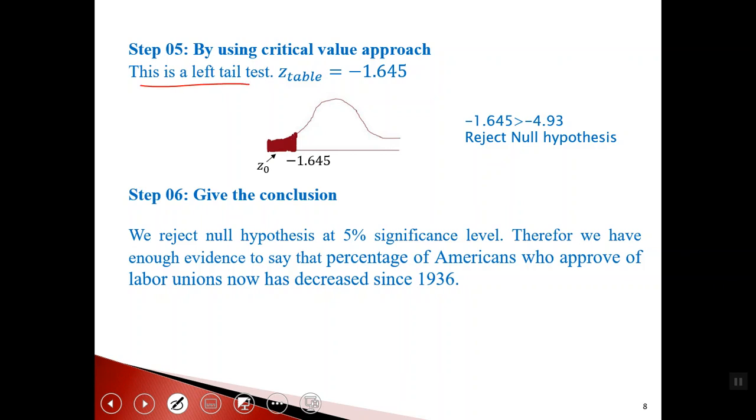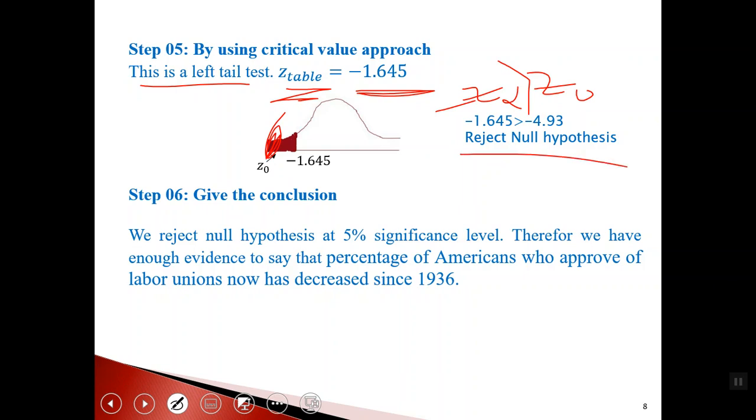You have to find the Z alpha value from the Z table. It is negative 1.645. When you compare your Z naught value with the negative Z alpha value, easily you can see that the Z alpha value is greater than the Z naught value, because higher negative values go to the left side. So your Z naught value is somewhere here within the rejection region. So we reject the null hypothesis without a second thought, right?